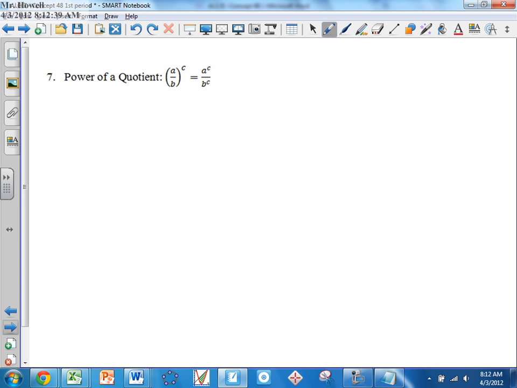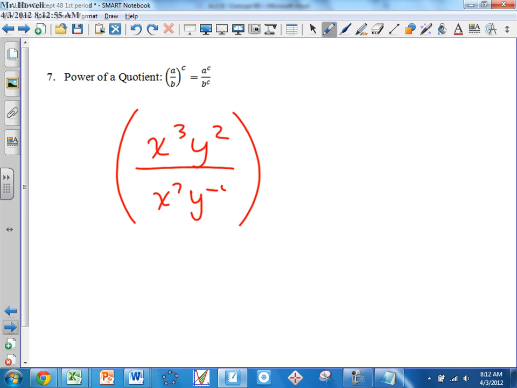So let's take a look at one quick example. Now I'm going to have distributing a power with negative exponents: x cubed y squared over x squared y to the negative 4, all to the negative 3. Now, let me get your thought first before I get into this. What's the first action you would take here?